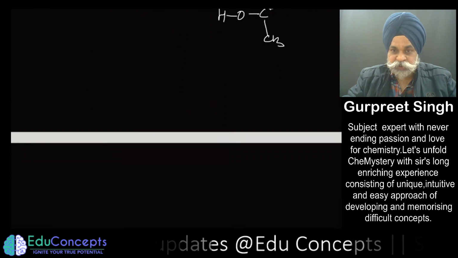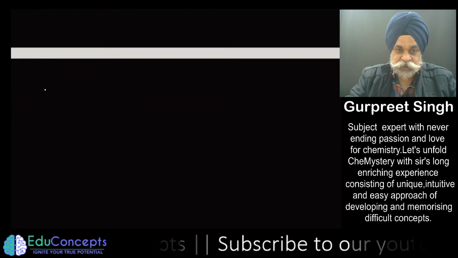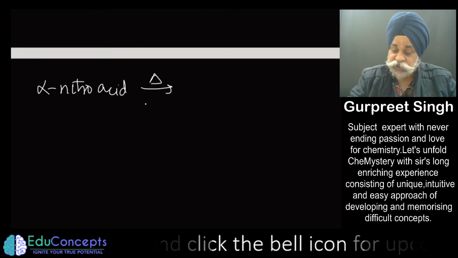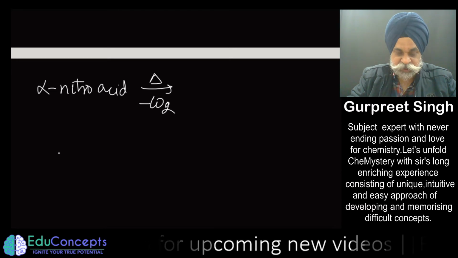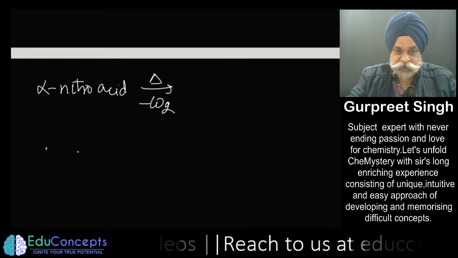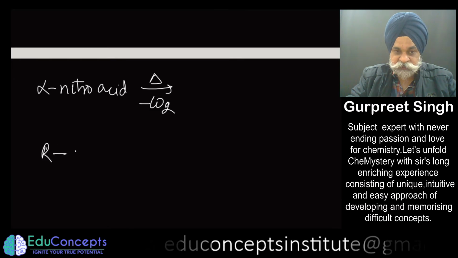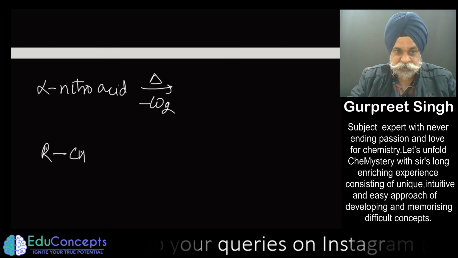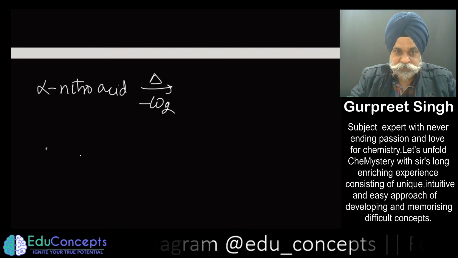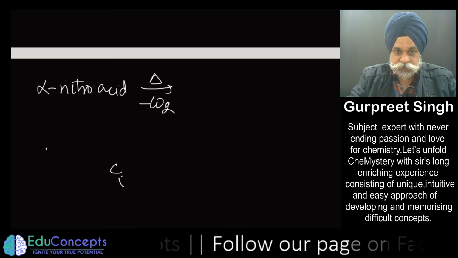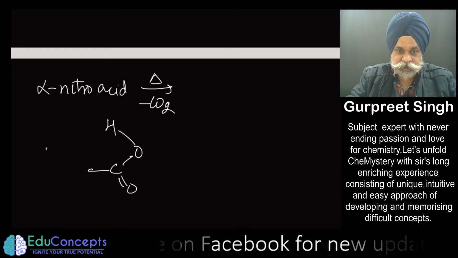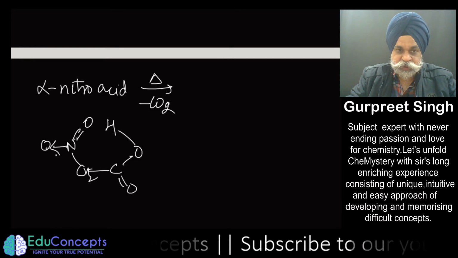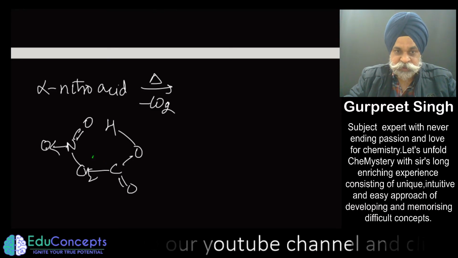Got it? Another compound which you should also remember is the case of alpha nitro acid. Alpha nitro acid, if you simply heat it, it would also undergo decarboxylation. Now, what is alpha nitro acid? So you may treat it like this. Let me show it here. This is H, this is CH2. Here you have this O and this. So what you are being given here is alpha nitro acid.